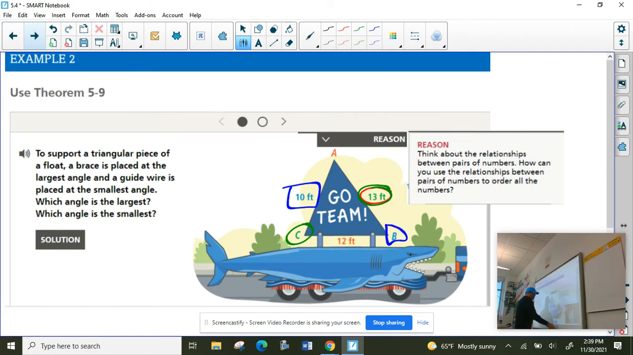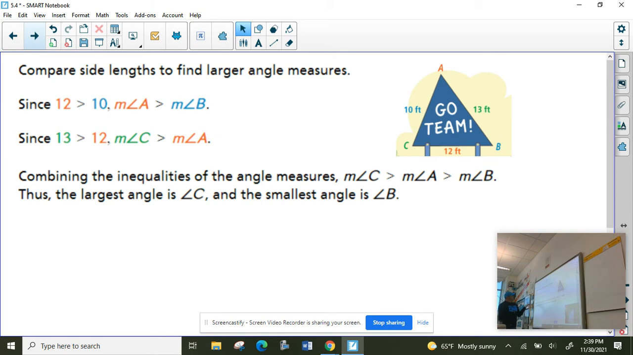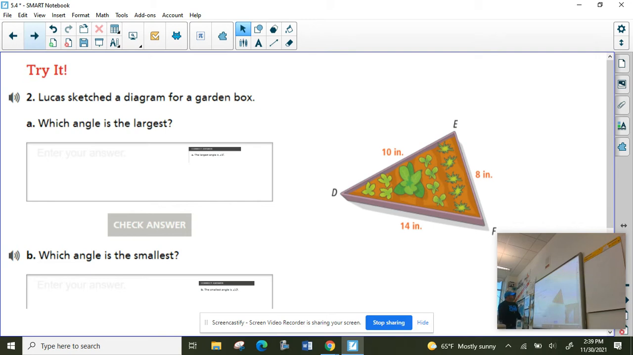And B. So they would put a wire at B, the smallest angle, right? And they put there. So it kind of goes back and forth there. And as you can see, since 12 is bigger than 10, angle A is bigger than B. Since 13 is bigger than 12, the angle C is bigger than A. Kind of goes through that. All right. So here's your first try.